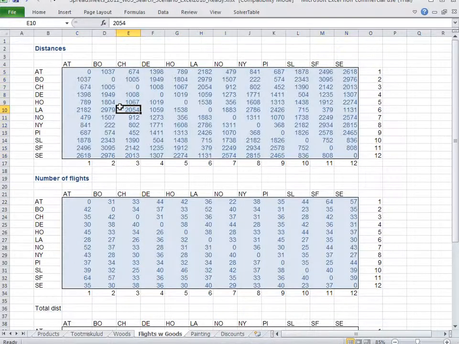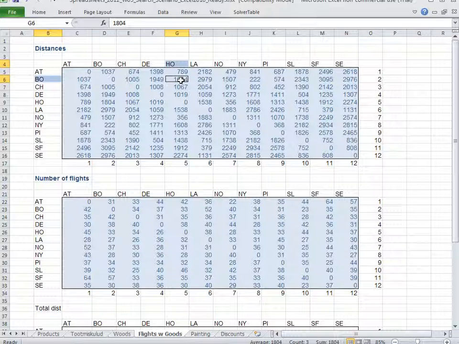It consists of the distances between the cities. So for instance, if we take the third row and fourth column, Charlotte to Denver, we will see that the distance is 1008 miles. Or second row, fifth column is Boston, Houston, the distance being 1804 miles.